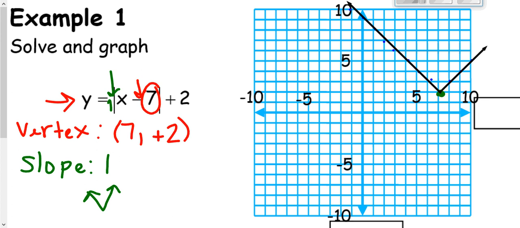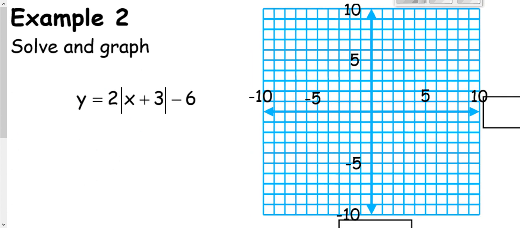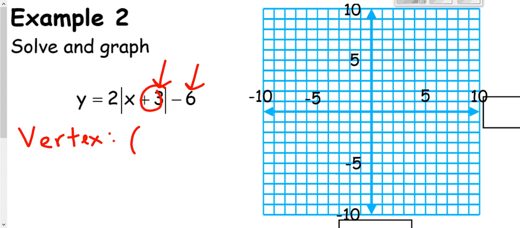So let's go look at the next one. Again, start by finding those 3 pieces of information. We're going to start with our vertex, which remember comes from that h and k. So I'm looking at this and this. Remember that we always change the sign. So if this says positive 3, we're actually going to use a negative 3. And then we just bring down that negative 6. So our vertex is negative 3, negative 6.